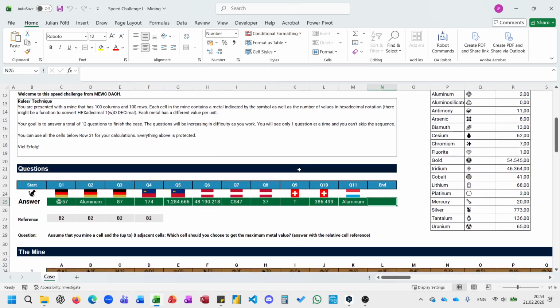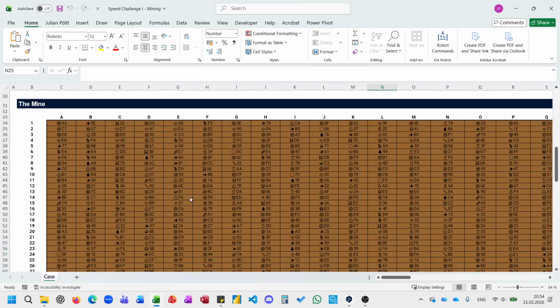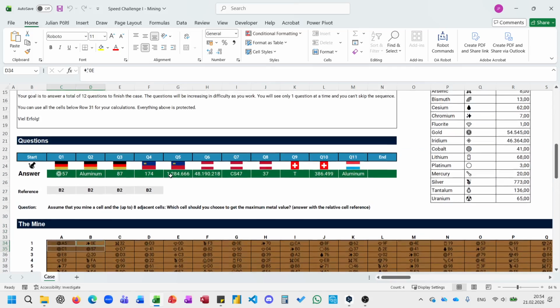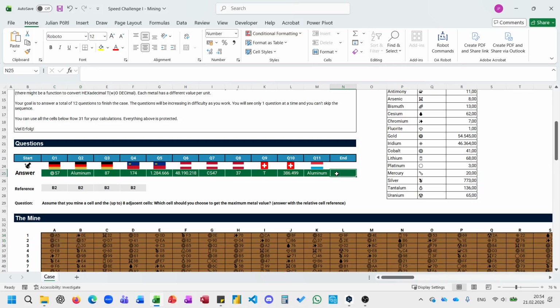Last one. This is a little bit more tricky. Assume that you mine a cell and the up to 8 adjacent cells. Which cell should you choose to get the maximum metal value? So if you are, for example, mining this cell, then you would mine all cells here to get to the value. And if you're of course here, then you cannot mine those here, you can only mine those here. That was kind of tricky.